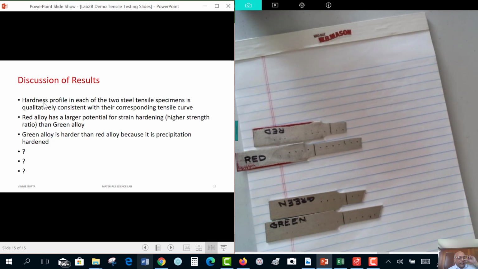So we just summarize: the hardness profile in the two tensile specimens was qualitatively consistent. Red alloy has larger potential for strain hardening. We saw a sloping curve. Then green alloy, which was a flat curve. We know green alloy is harder than red alloy because it is precipitation hardened. I'm not going to say everything. I would like you to think about more conclusions and discussion of results as you think about this data.